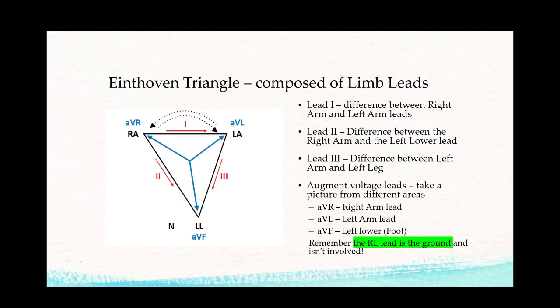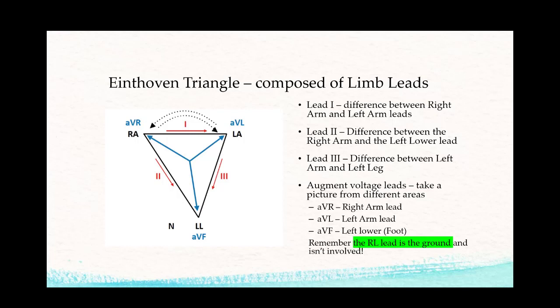Now we have 3 more leads that stem from the limb leads, and that's our augmented voltage leads. How I want you to think of these is that with the augmented voltage leads, we are taking a picture of the heart. If it's coming from the RA, then that is our AVR lead. We're taking a picture of the heart from that one view. AVL is we're taking a picture of the heart from the left arm lead. And AVF, the way I remember it, AVF is foot.